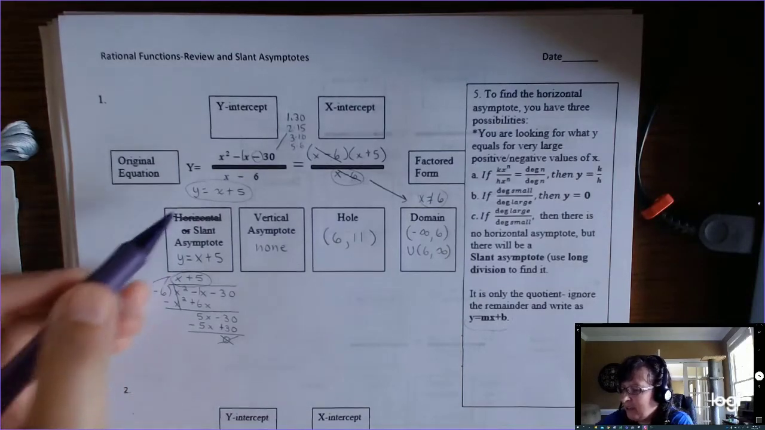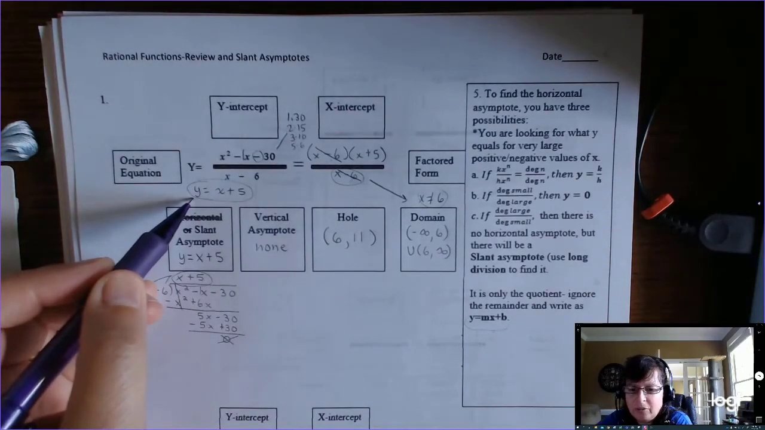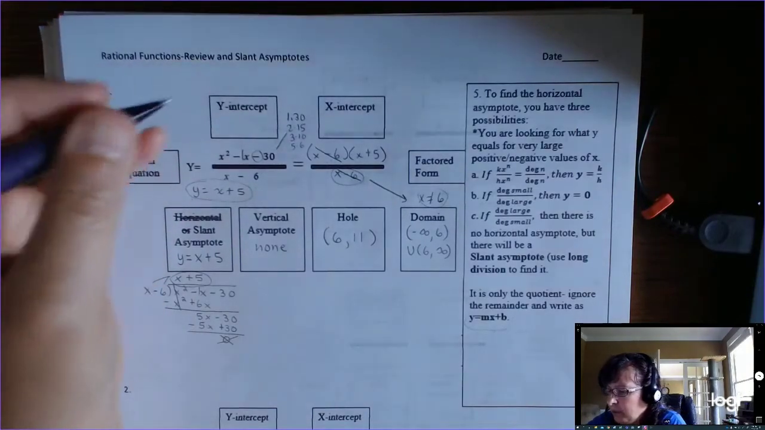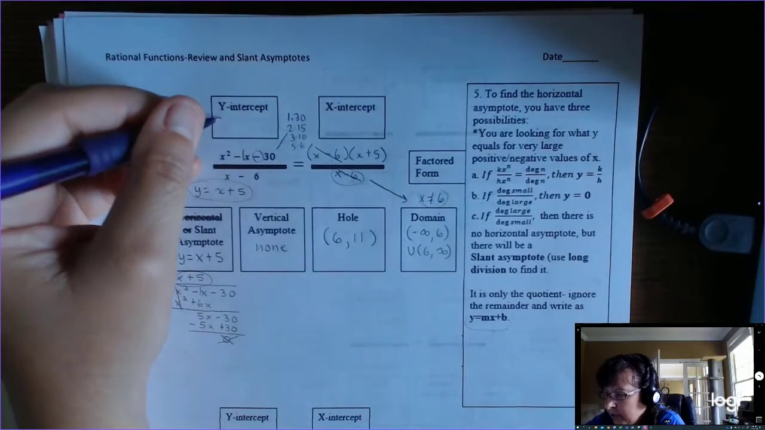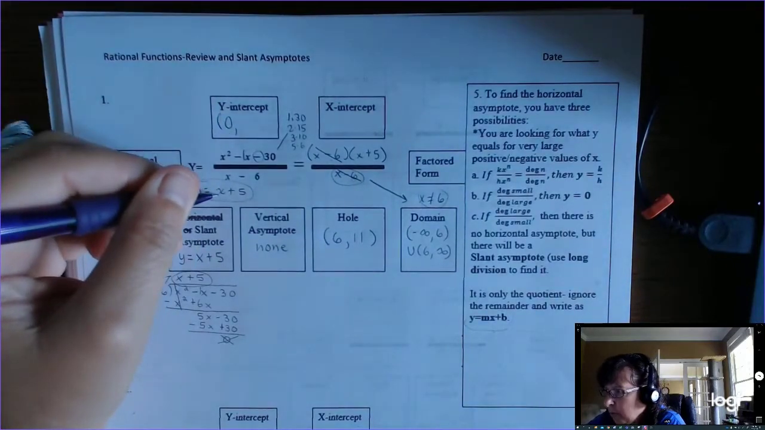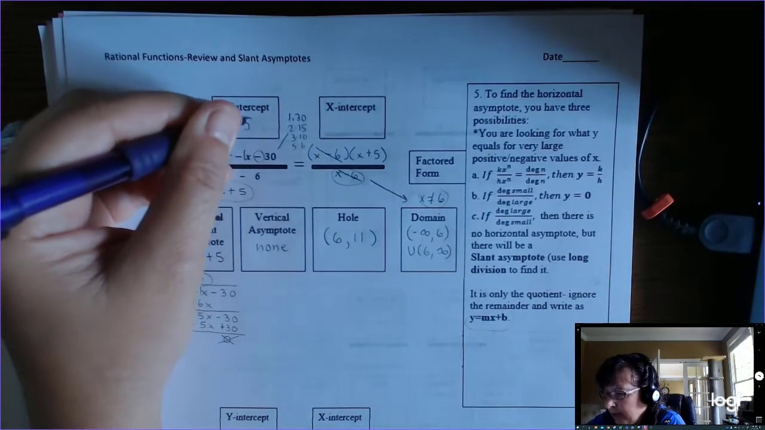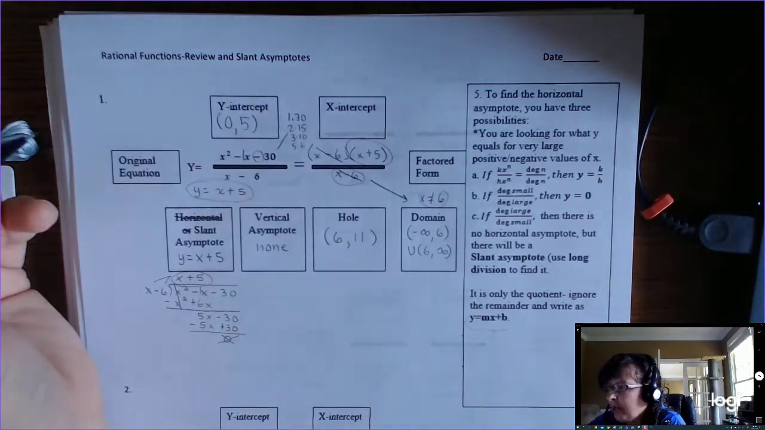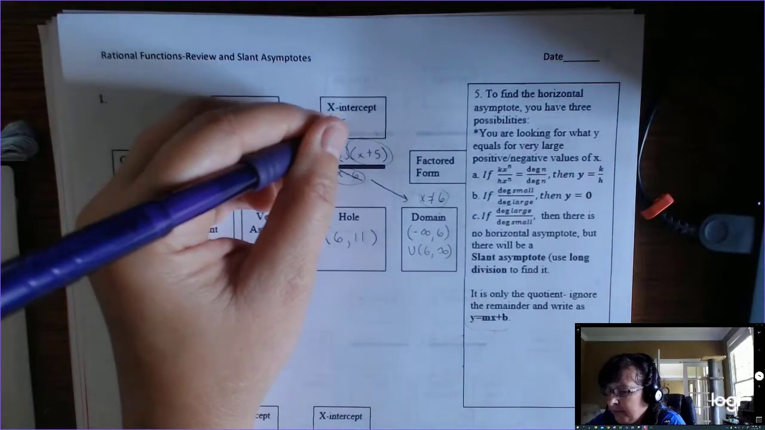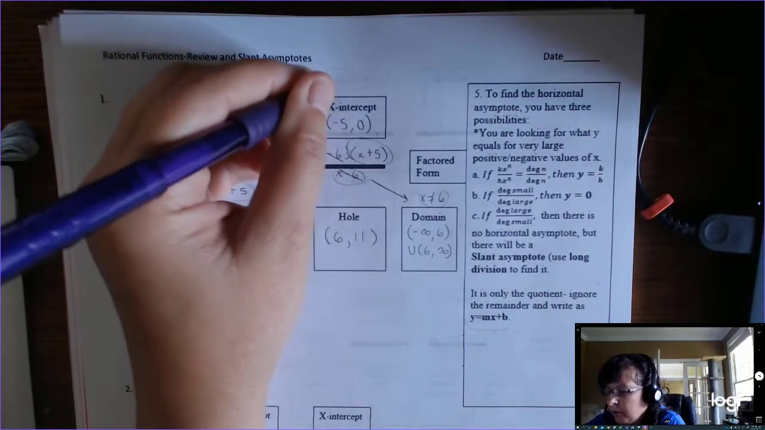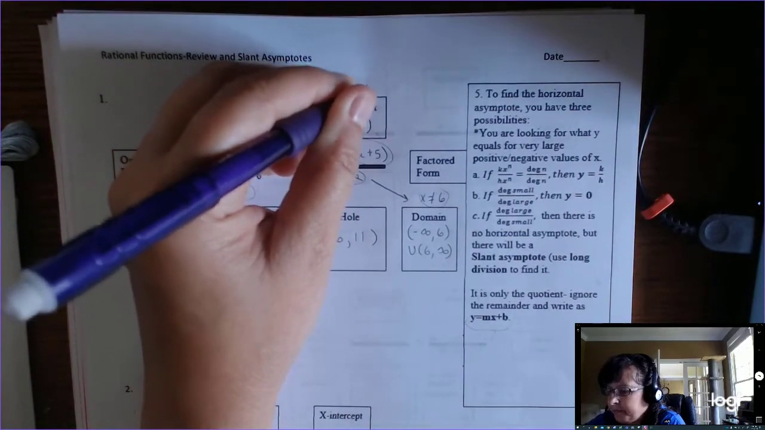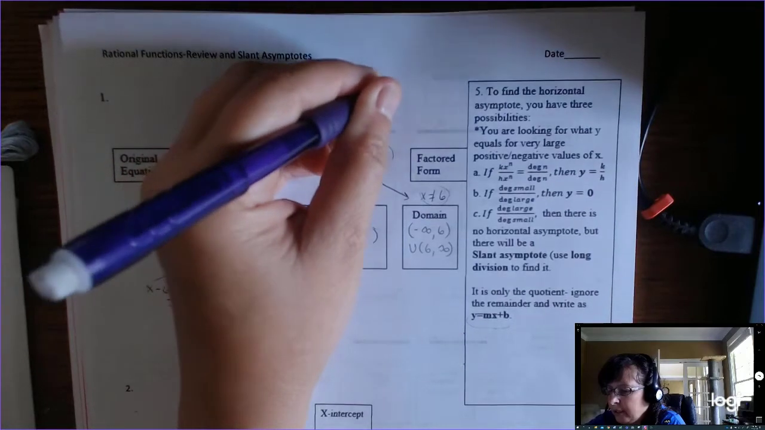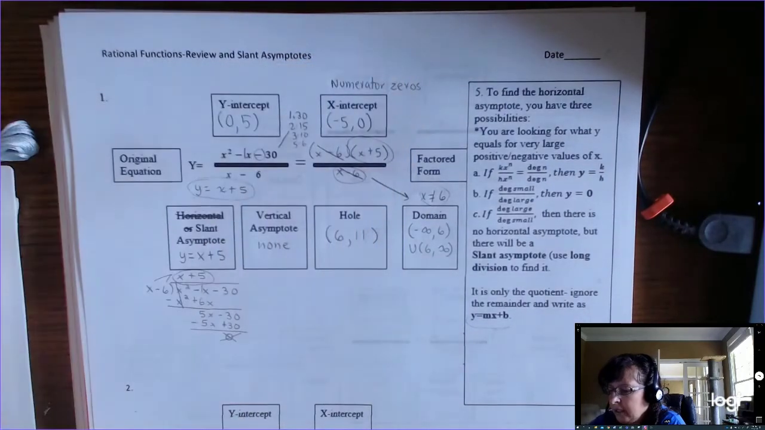But that slant asymptote is actually just the line, so this is a really special example. Alright, let's keep going, then we'll graph it. The y-intercept, you put 0 in for x, and if you go right to the reduced function, you get (0, 5). The x-intercept, you just look at the numerator factor that's left, and that would be (-5, 0). So remember, x-intercepts come from the numerator only, the numerator zeros.